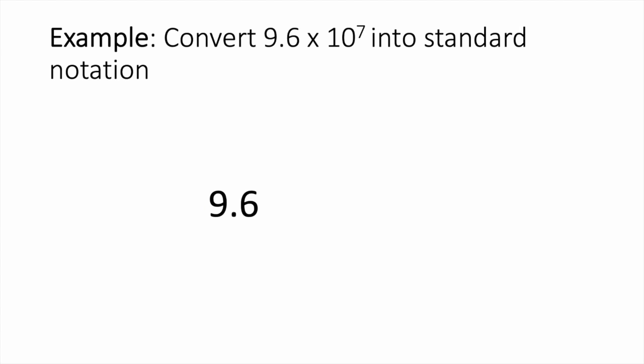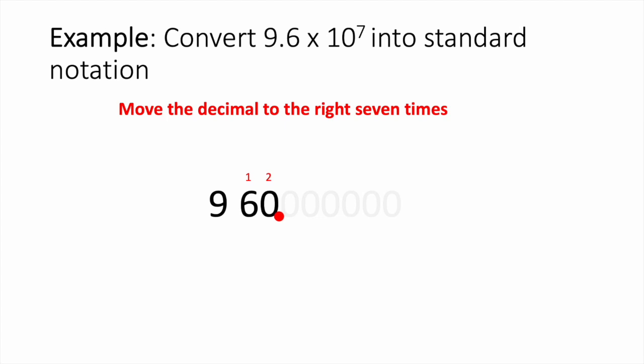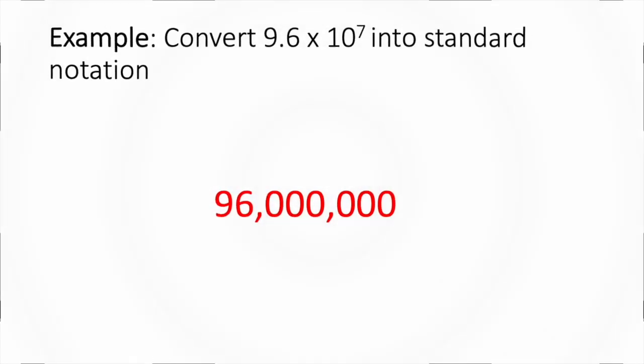Here's another example. Convert 9.6 times 10 to the 7th into standard notation. For really big numbers like this one, we do the same thing, however we move the decimal to the right. So we are going to move the decimal point 7 times to the right. Our answer is 96 million.